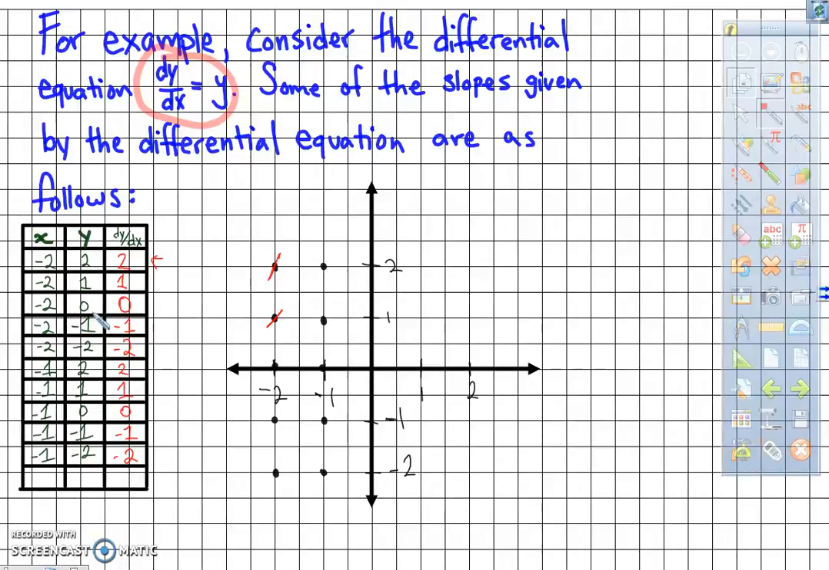-2, 0, that's the point -2, 0. We have a slope of 0. So just draw your slope of 0. And so on. Now, -2, -1, for that point, we have a slope of -1. So it looks just like the one that you did for 1, but it's a slope of -1. So make sure that you make it look like a solid diagonal slope of -1, and then so on.